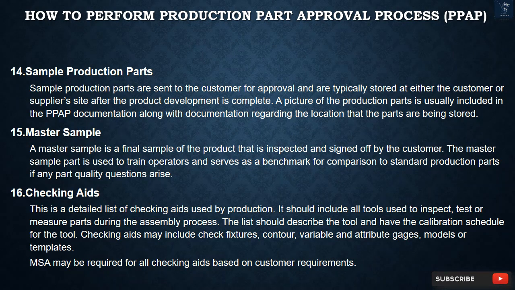16. Checking aids. This is a detailed list of checking aids used by production. It should include all tools used to inspect, test or measure parts during the assembly process. The list should describe the tool and have the calibration schedule for the tool. Checking aids may include check fixtures, contour, variable and attribute gauges, models, or templates. MSA may be required for all checking aids based on customer requirements.